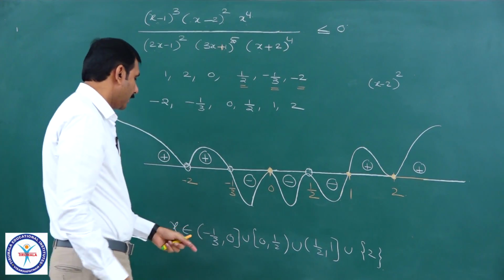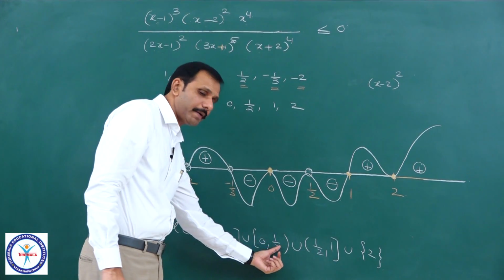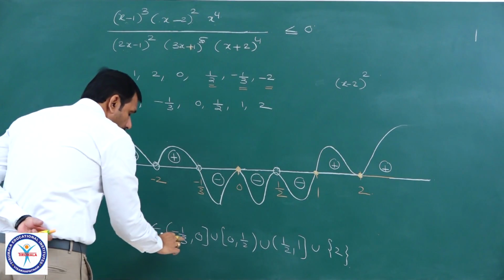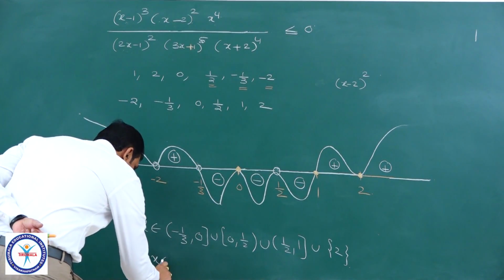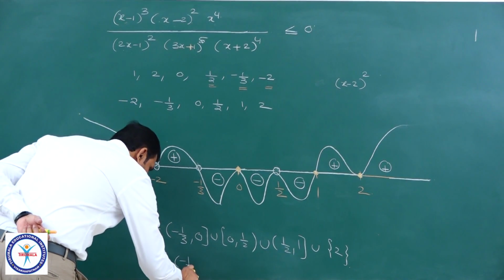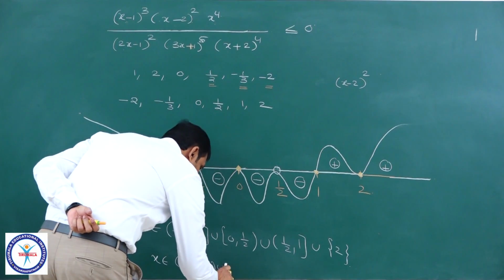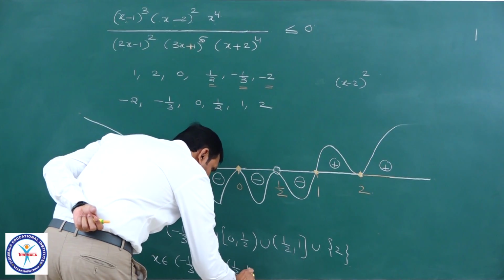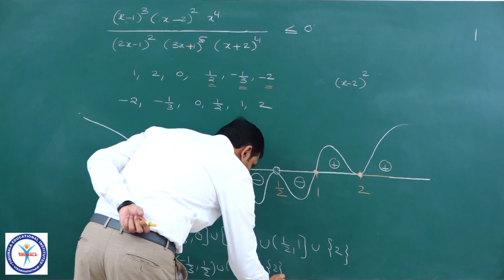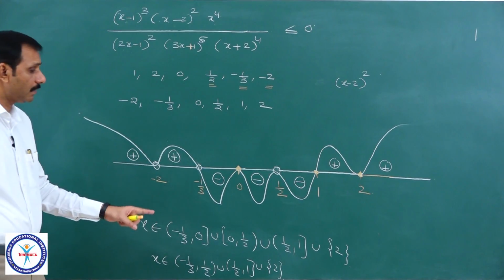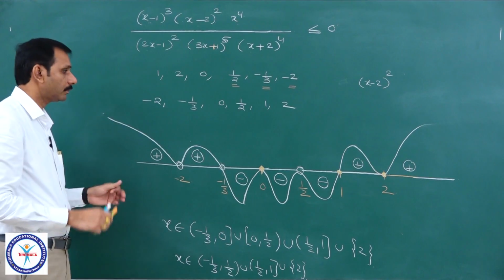Therefore, again I can write this solution, you see, 0 is included, so I can club this as minus 1 by 3 to 1 by 2. I can club these two. x belongs to open minus 1 by 3 comma open 1 by 2, union open 1 by 2 comma closed 1, union set 2. This is the final solution set. Once again you see this discussion.